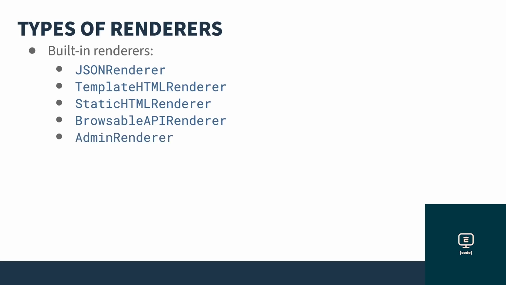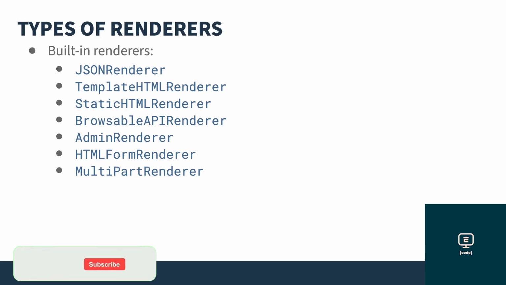The admin renderer is similar to the browsable API renderer, but the interface looks like the Django admin instead of the default. The HTML form renderer renders a HTML form object. Typically, this isn't used on its own, but used in conjunction with a template, which is then fetching a form. The forms are then based on the body of the REST elements. The multi-part renderer is another one that isn't used on its own. This is also for forms, but in this case multi-part forms, and typically is only used for testing.